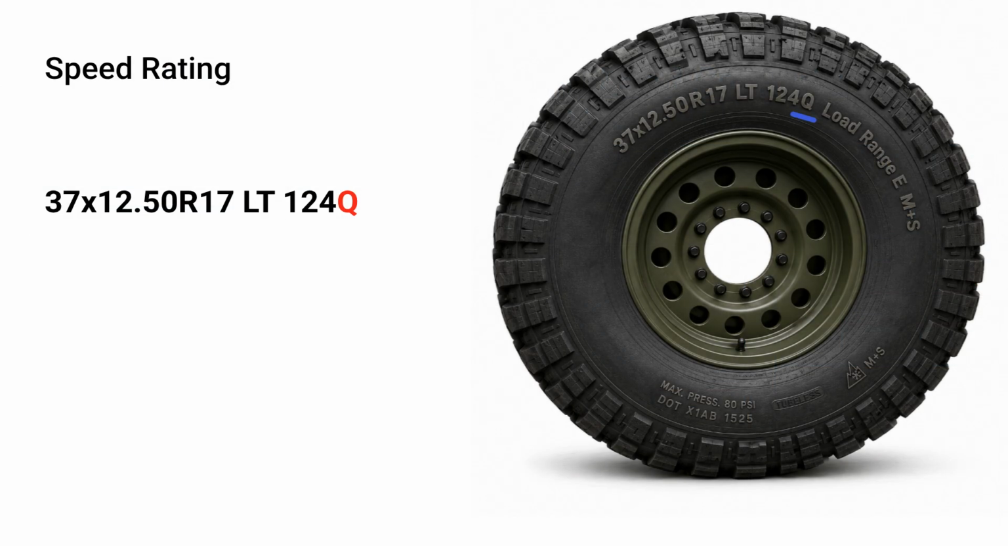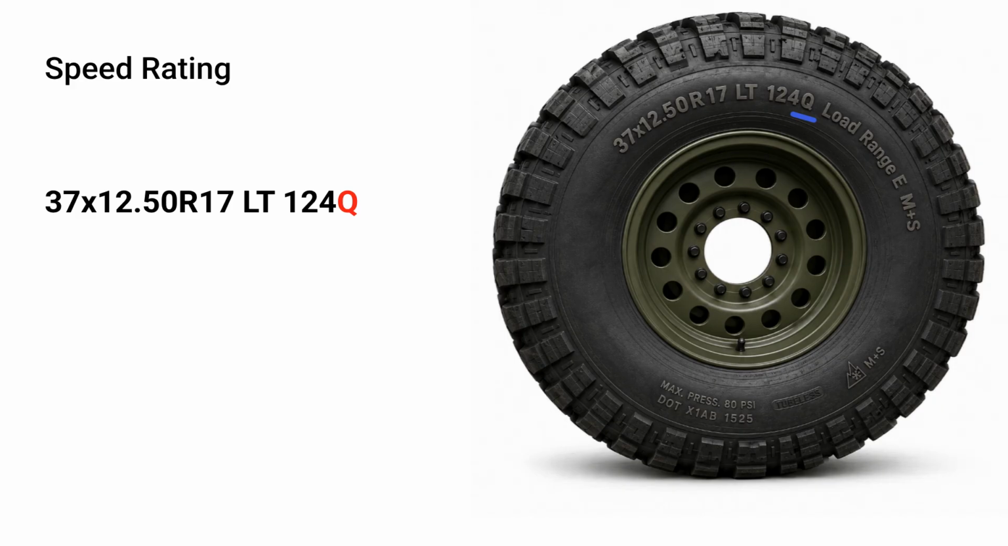Next, let us understand the speed rating. The speed rating is a letter code that indicates the maximum speed at which a tyre can safely operate while carrying its rated load under specified conditions. In our example, the letter Q is the speed rating. A Q rating corresponds to a maximum rated speed of approximately 160 km per hour.